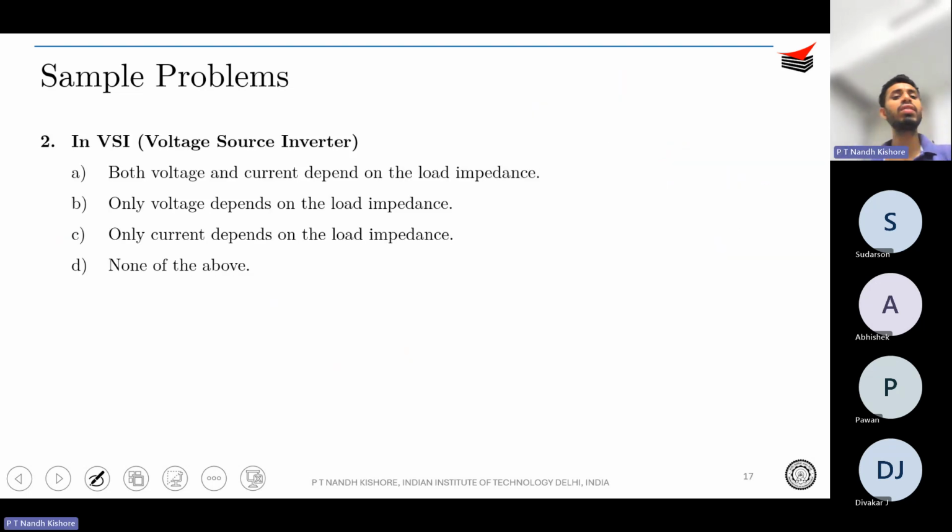So the next problem is: in a voltage source inverter, both voltage and current depend on load impedance; only voltage depends on the load impedance; only current depends on load impedance; or none of the above. Okay. So try to understand. What depends on load impedance? If you say that something is depending on something, it means that it cannot be a constant source of anything, right?